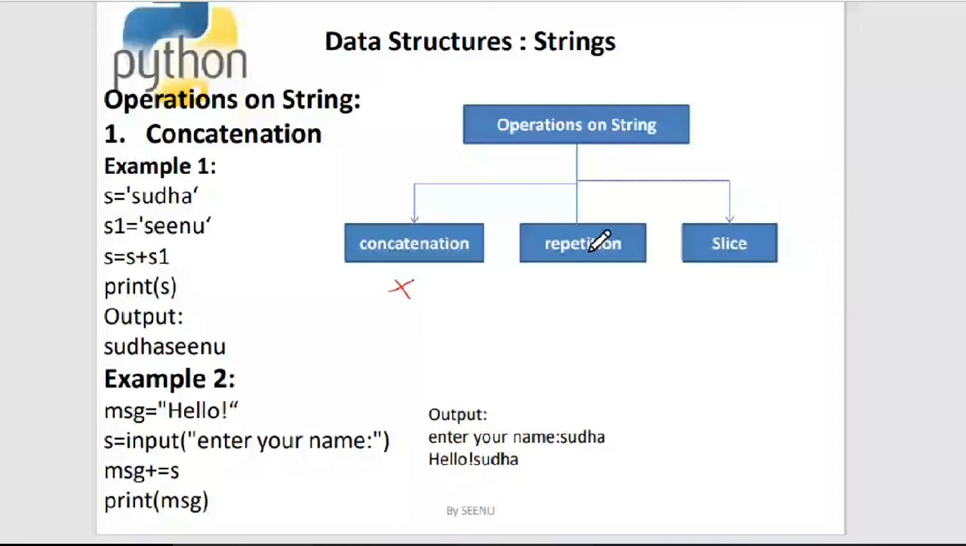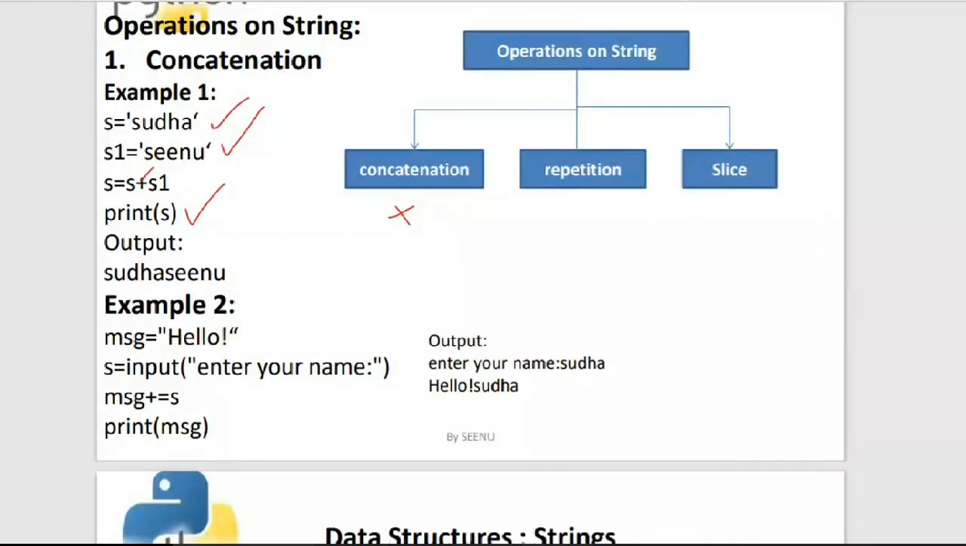Okay, right. So these are various examples of the concatenation operator wherein I have taken two strings and by just using plus, I have concatenated the strings together. So I said S is equal to Sudha, S1 is equal to Sinu. When I concatenated, I just got Sinu and Sudha.